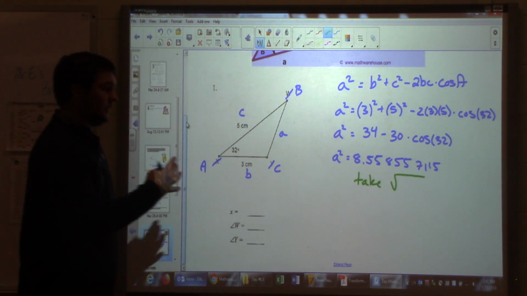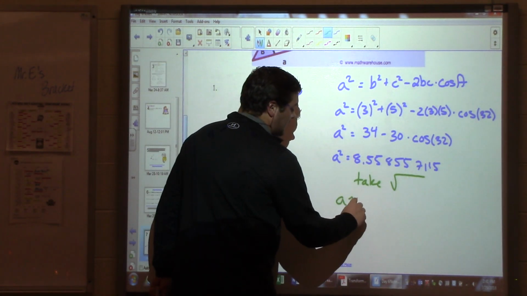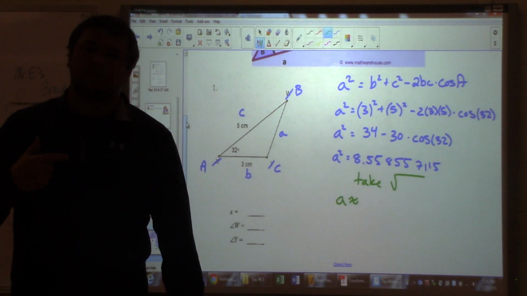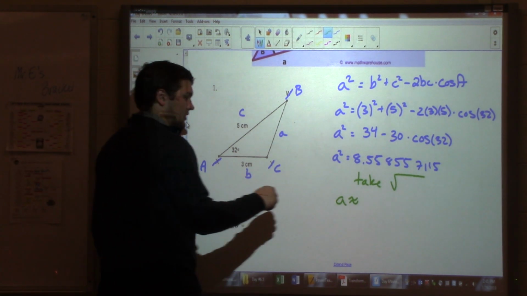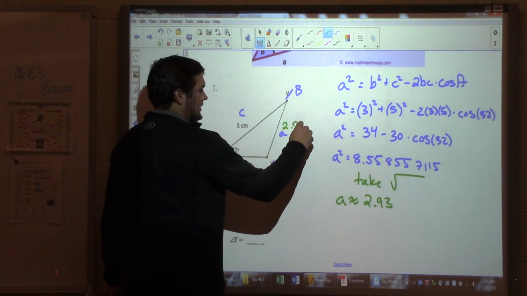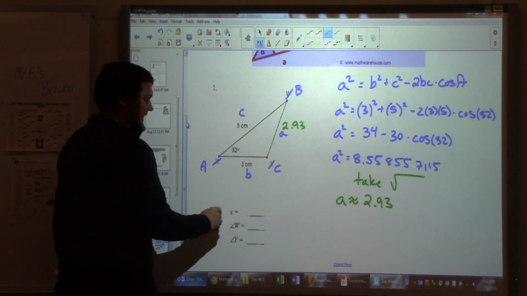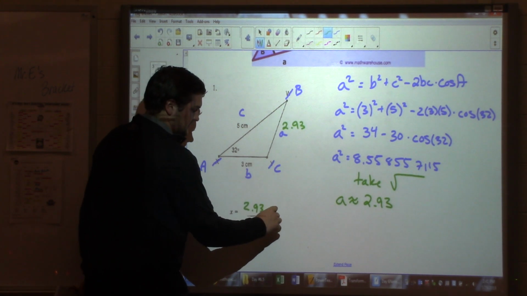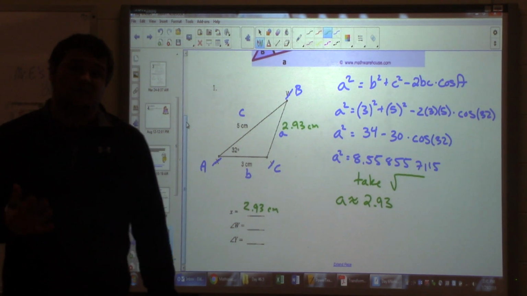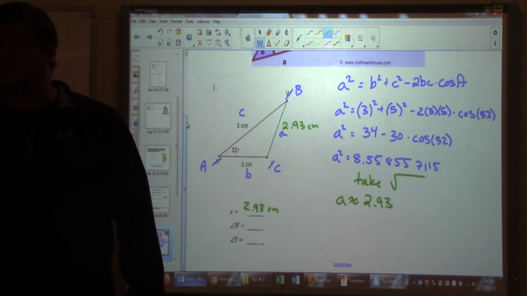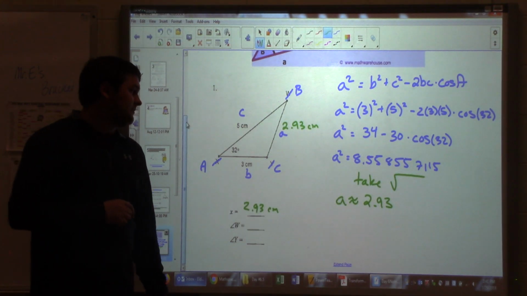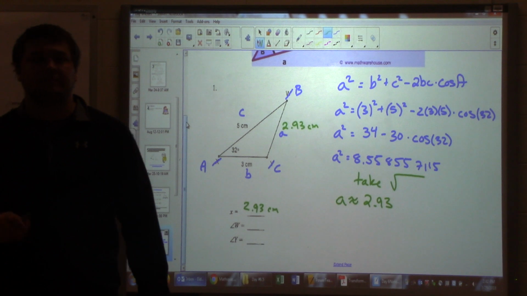Alright. So then A is approximately, now is when we can round, 2.93. So A is approximately 2.93, which means side X is 2.93. And there are labels there, so maybe put a label on it. Centimeters. That was a very weird size when we looked at the graph. It is. Not everything's drawn to scale.